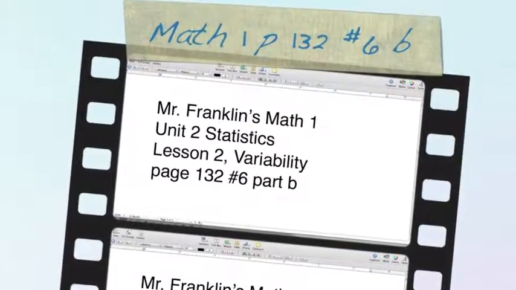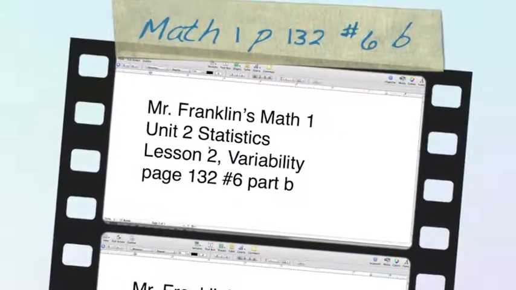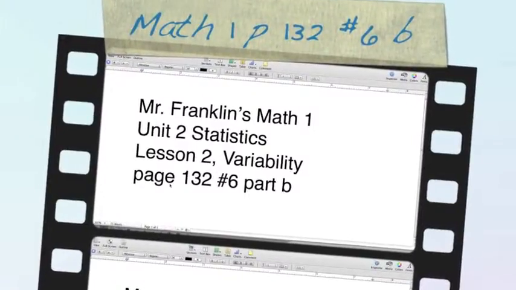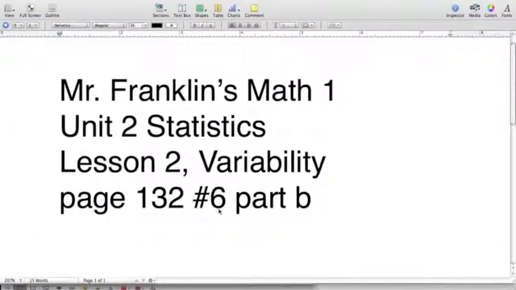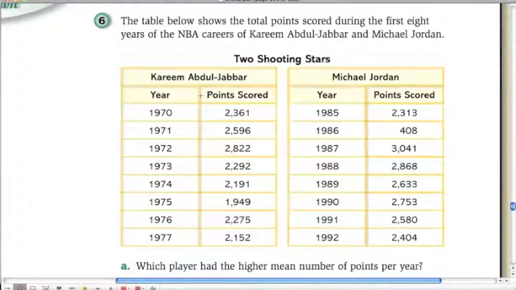This is Mr. Franklin's Math 1, Unit 2 Statistics, Lesson 2 Variability. On page 132, problem number 6, this is Part B. Problem number 6 talks about the two basketball players, Kareem Abdul-Jabbar versus Michael Jordan.